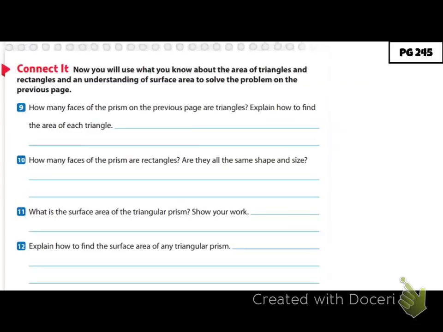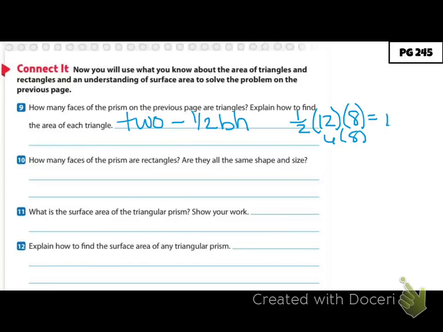So let's answer some questions. Number 9 says, how many faces of the prism on the previous page are triangles? Well, there's 2 of them. And remember, how do we find the area of each triangle? 1/2 base times height. So on this one, if we look, the area of this triangle would be 1/2, the base is 12, and the height is 8. So half of 12 is 6, and 6 times 8 would be 48 square centimeters, just for one triangle.